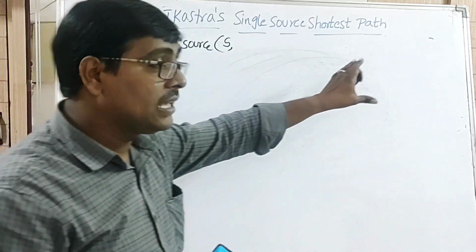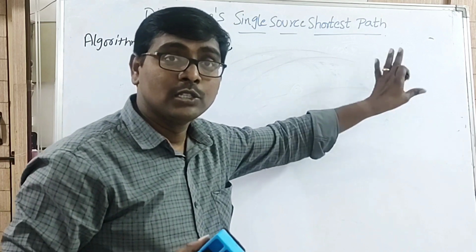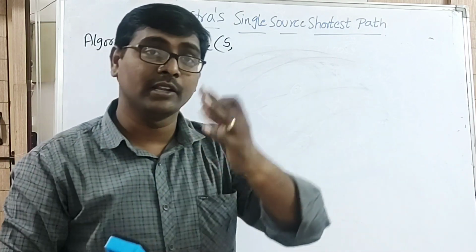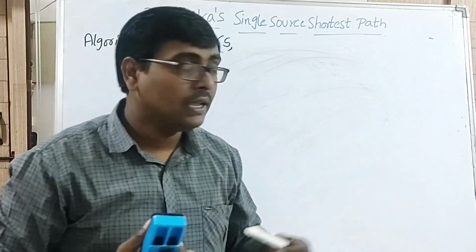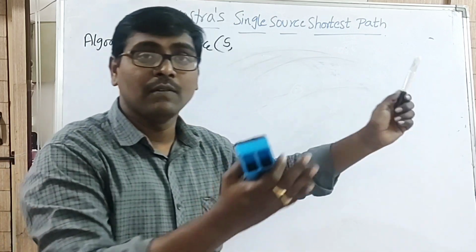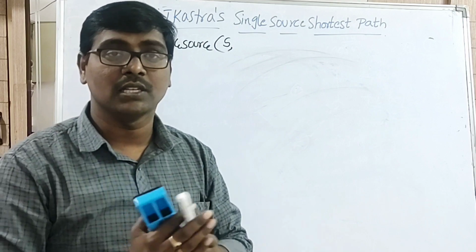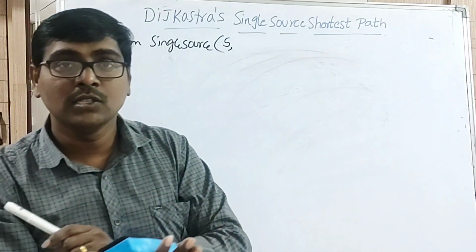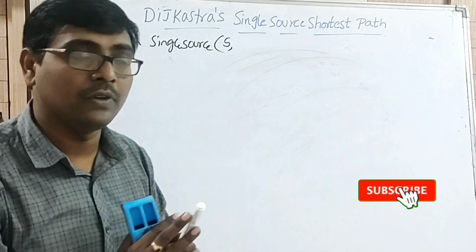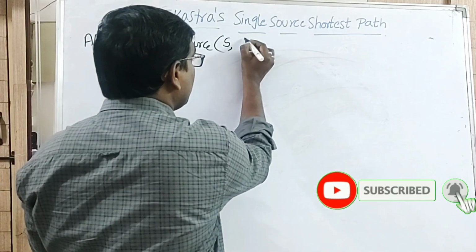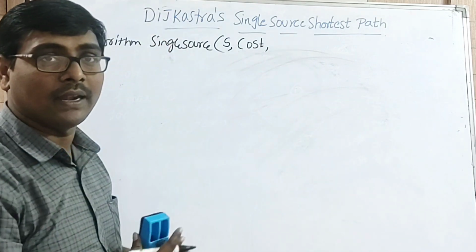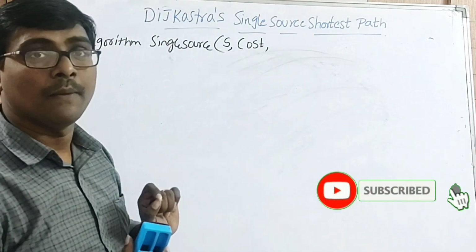Now, you are given a graph. The graph is converted into an adjacency matrix. We already know this, but here it is a weighted graph converted into a weighted adjacency matrix. If there is an edge, write the corresponding cost. If there is no edge, write the value as infinity. This is my cost adjacency matrix.